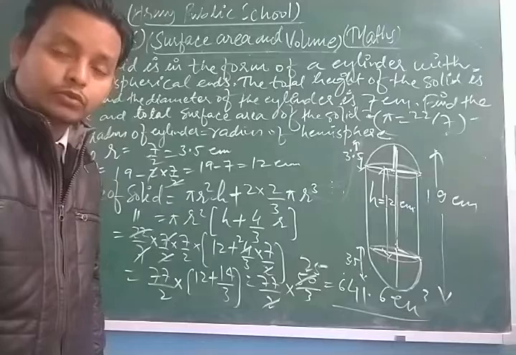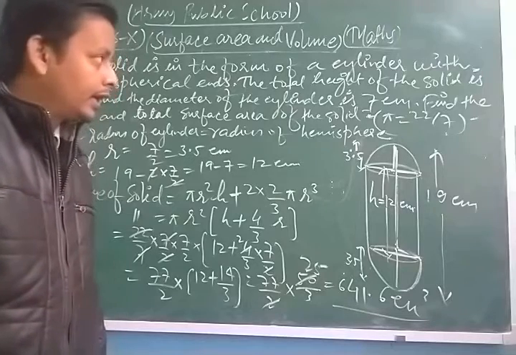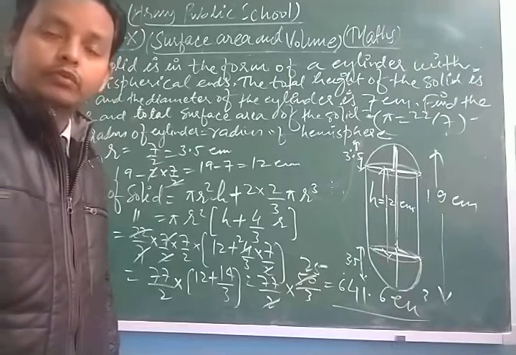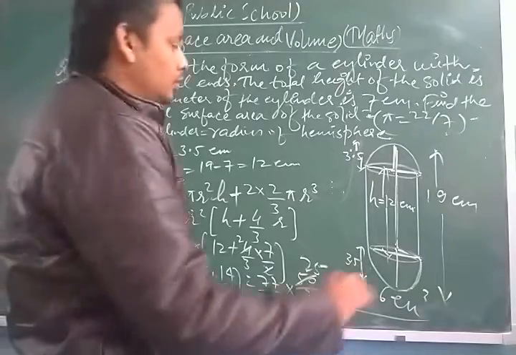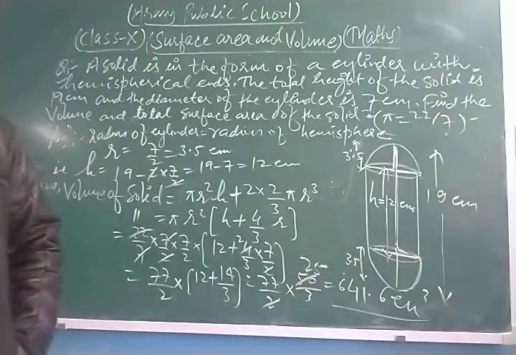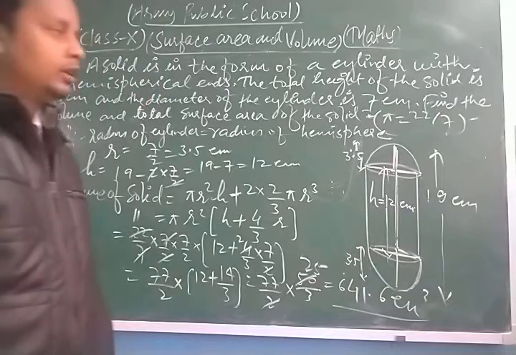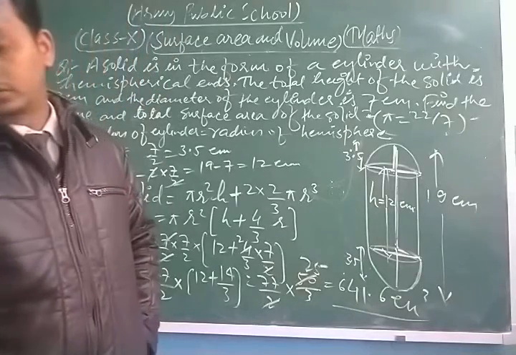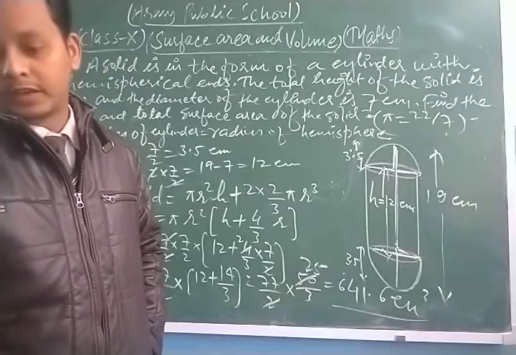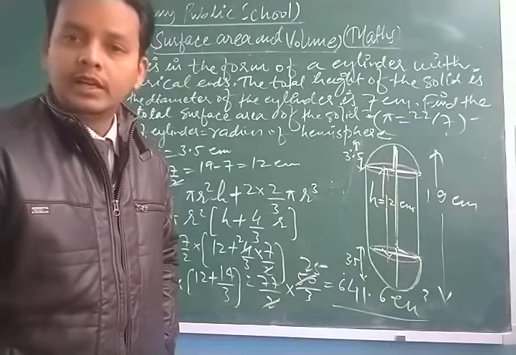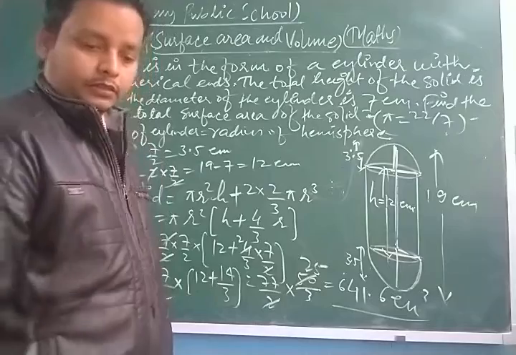Just now we also find the total surface area of this solid. For finding the total surface area of this solid, it is the CSA, curved surface area, of the cylinder plus 2 into the surface area of a hemisphere, of 2 hemispheres. Let's see.